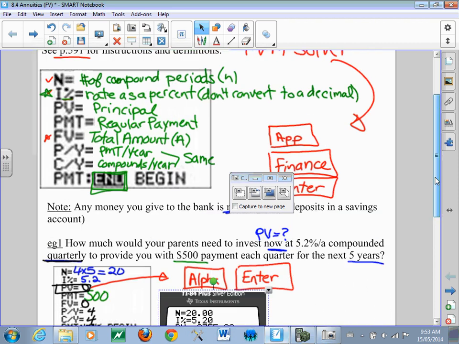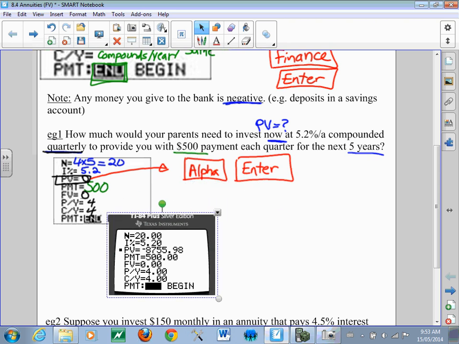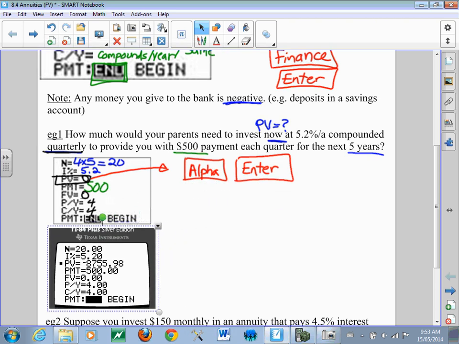And notice, ladies and gentlemen, that when we solved for our present value, it's negative. So what does that tell us? That tells us that right now we're going to have to give the bank $8,755.98 so that in 5 years it can provide you with enough for a $500 payment each quarter for 5 years. So your parents will have to save up some money.